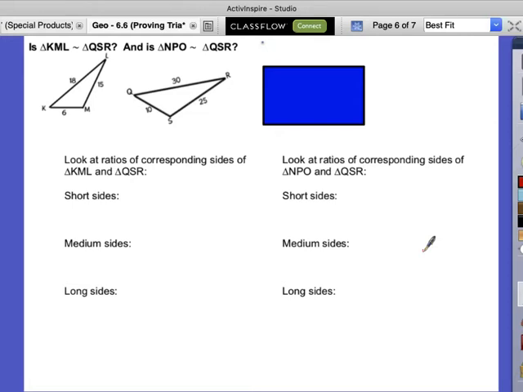So we're going to look at the ratios of corresponding sides. So before we had done a couple angles, we had done a side angle side. Now we're going to try some side.